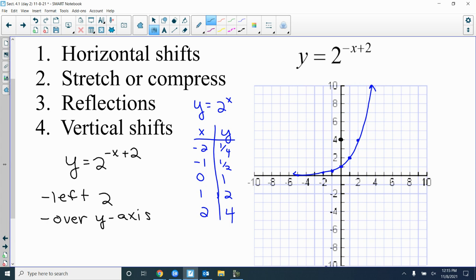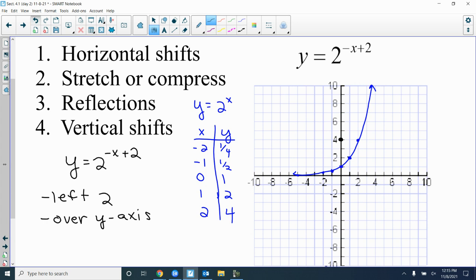Now, the one good thing when I have the equation is you can test your point to make sure you're right. So if I plug in 0, will I get back to y value 4? Yeah, because that's going to basically cancel out and give you 2. 2 squared is 4.